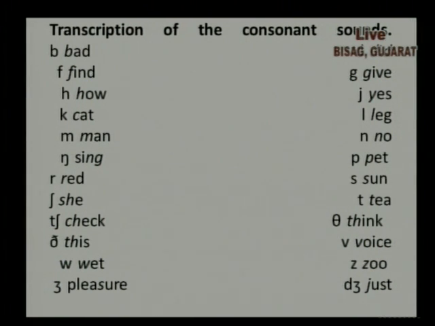Then we have this, th, and you see the transcription just on the left, how it is written. Then we have the word wet, w, which is pronounced using the two lips. So it is w, different from v, and so it's written in the same way as we write the lowercase alphabet w.